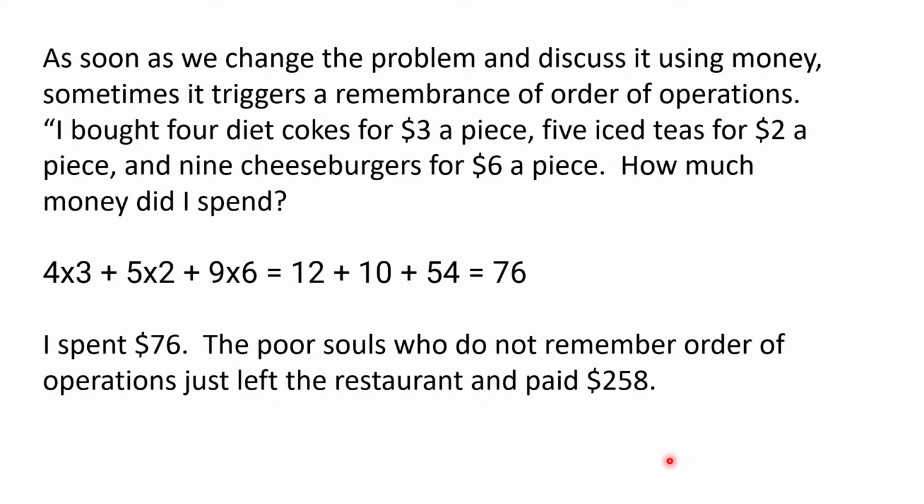I could easily say, hey, I bought four Diet Cokes for $3 a piece, and I bought five iced teas for $2 a piece, and then 9 cheeseburgers for $6 a piece. How much money did I spend? Well, I spent $76, right? Because how do I describe what I just said in mathematics? Well, 4 times 3 plus 5 times 2 plus 9 times 6 is 12 plus 10 plus 54 equals 76.